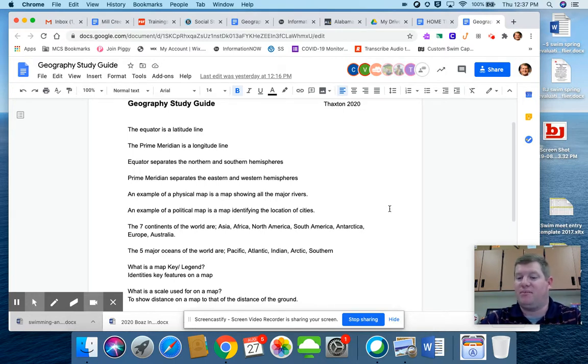A political map is where it is more talking about location. So if you were looking at a map of the United States that showed all the states and maybe even the capitals or major cities, that would be a political map.